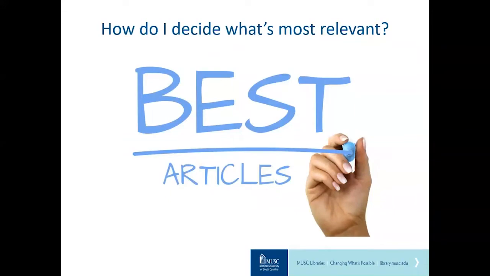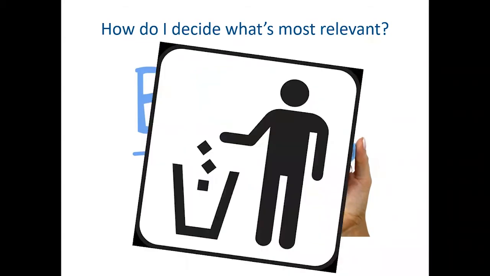So how do we decide what's most relevant? This is an important step in the process because learning to systematically select articles with the best fit for supporting evidence-based decision-making is a key element of critical appraisal. How do you decide what to keep in your collection and what to throw in the proverbial trash can?